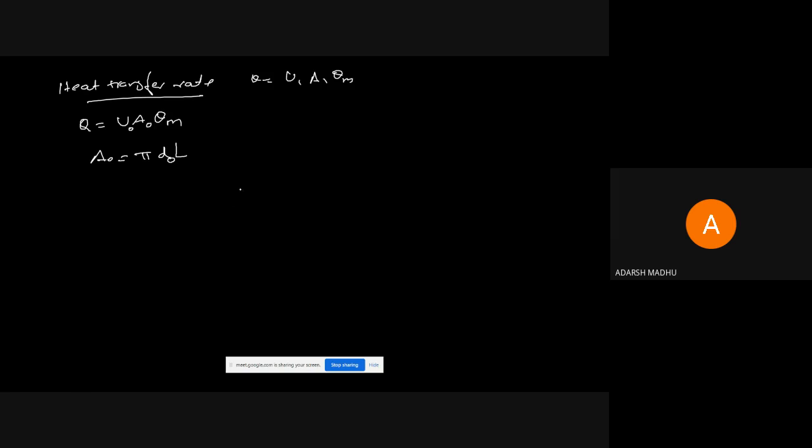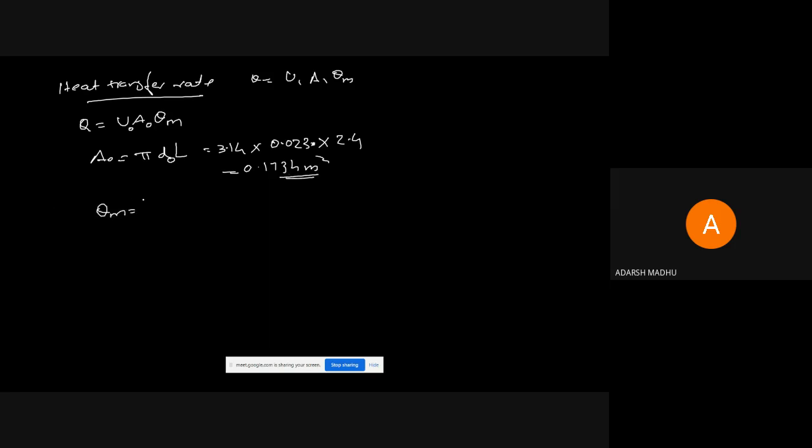So pi is 3.14 into D naught. D naught means D outer, which is given as 0.023 meter, into length, which is given as 2.4 meter. So the area will be 0.1734 meter square. Okay, so next you want to find the theta m value.